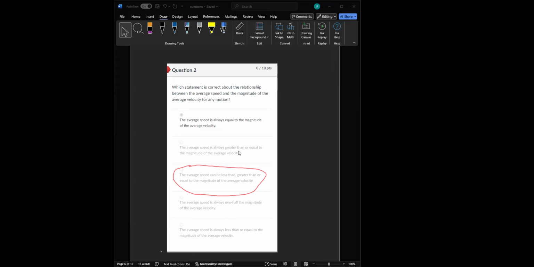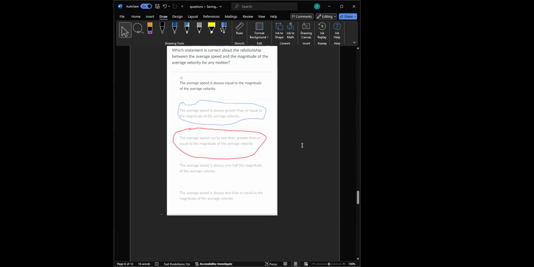But the average speed is always 1/2 the magnitude. No, the average speed is always less than or equal to the magnitude of the average velocity. No, the average speed is always greater than. There you go. That sounds more like it to me. But I didn't think of it the way you explained it just then. I'd say that that second answer is the best choice. Okay.